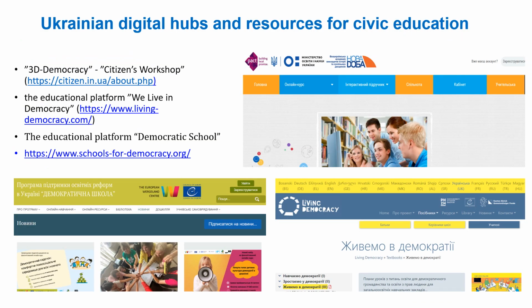I would like to stress that few educational programs focus on developing civic competence. You can see on the slide the examples of some hubs and resources dedicated to civic education: 3D Democracy, Citizens Workshop, Education Platform We Live in Democracy, and Democratic School.